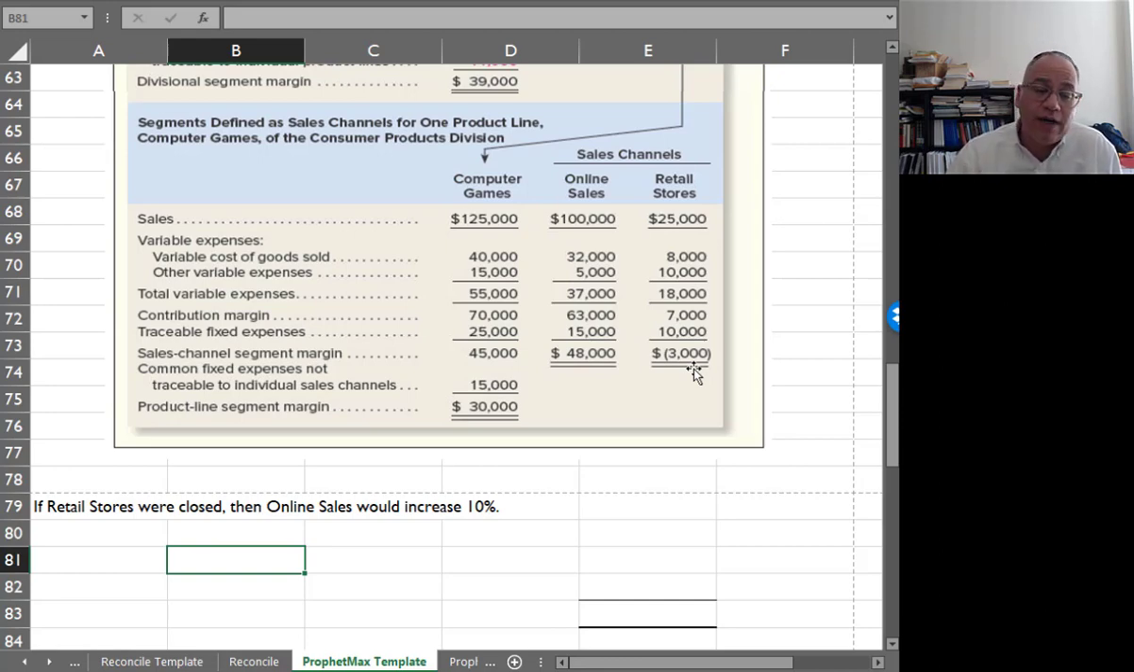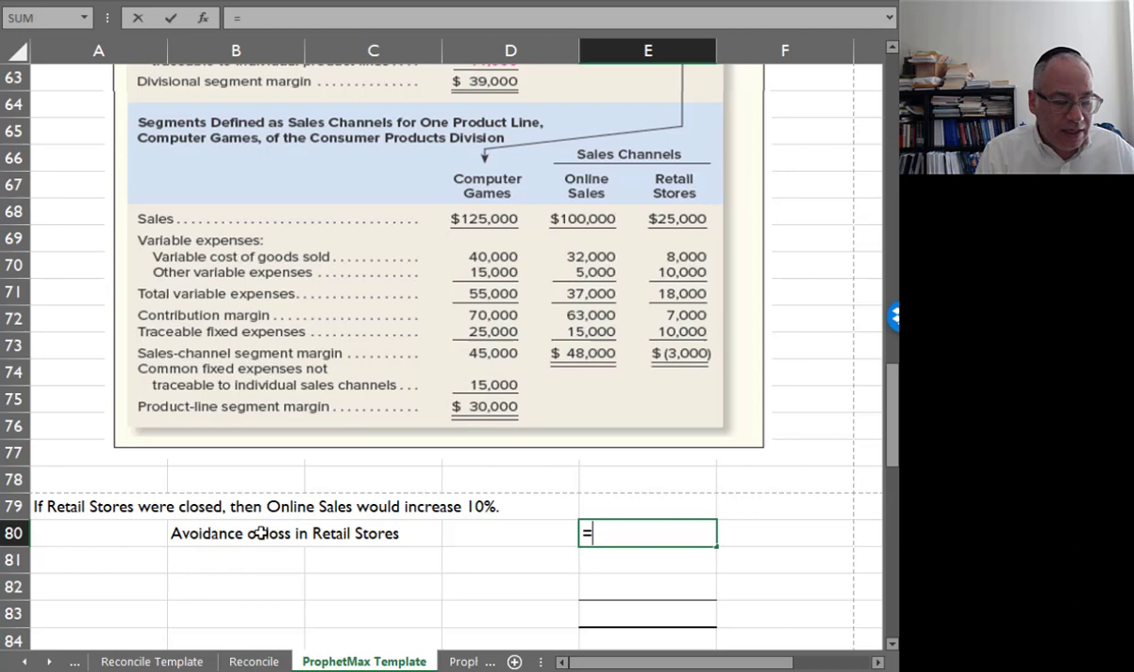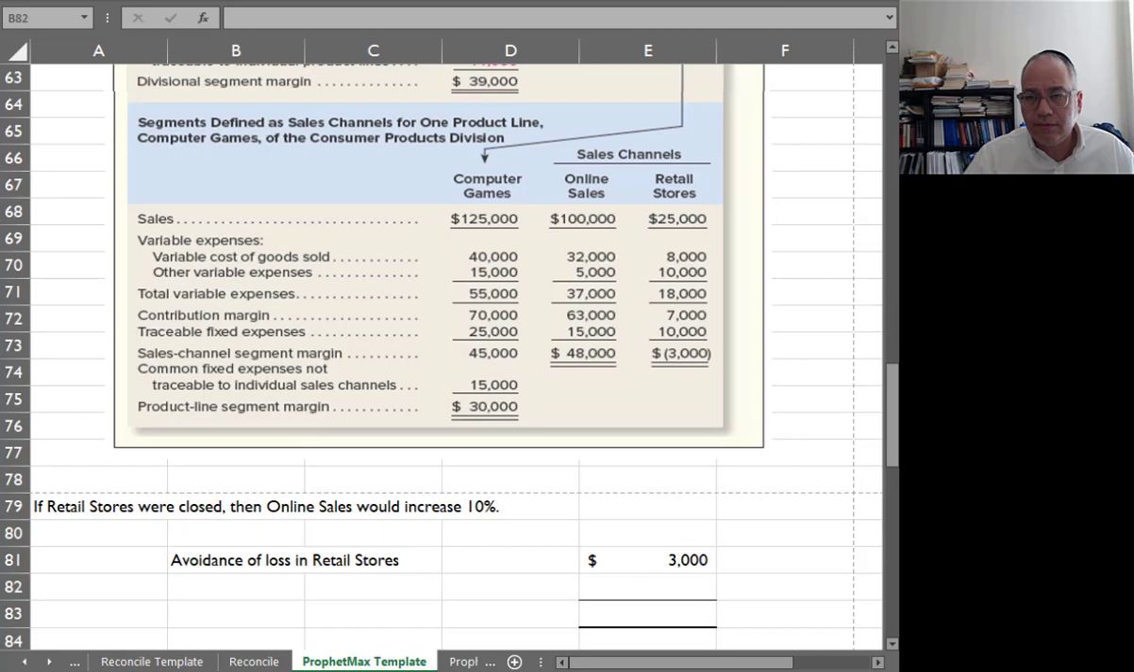So now what would happen if we closed the retail stores? For one thing, we would save this $3,000 in segment margin. So over here, I'd have the avoidance of the loss in retail stores, and that would be $3,000 saved. But I'd also have an increase in online sales. So I could do a whole new income statement for online sales. But the really nice thing about contribution margin is that I don't have to do that. Rather, I could just focus on contribution margin.